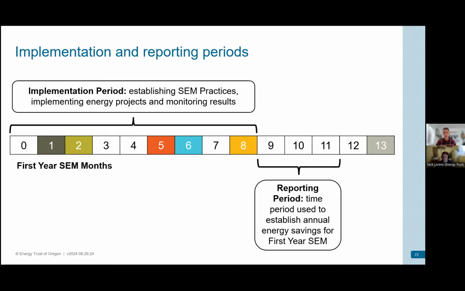Because the reporting period is the time that we use to establish your annual energy savings for your first year in the SEM program.